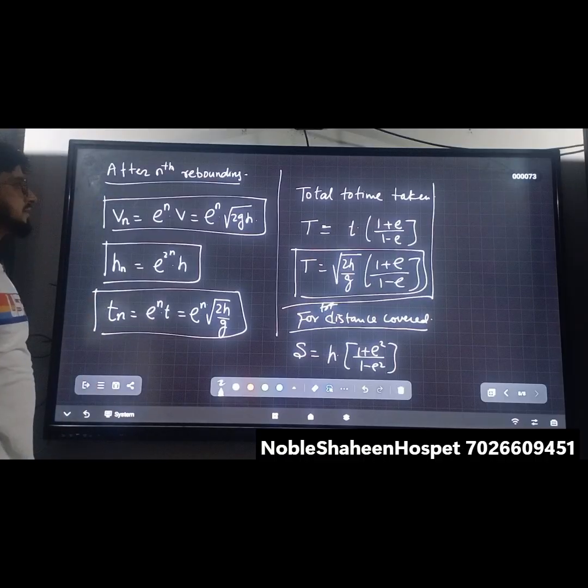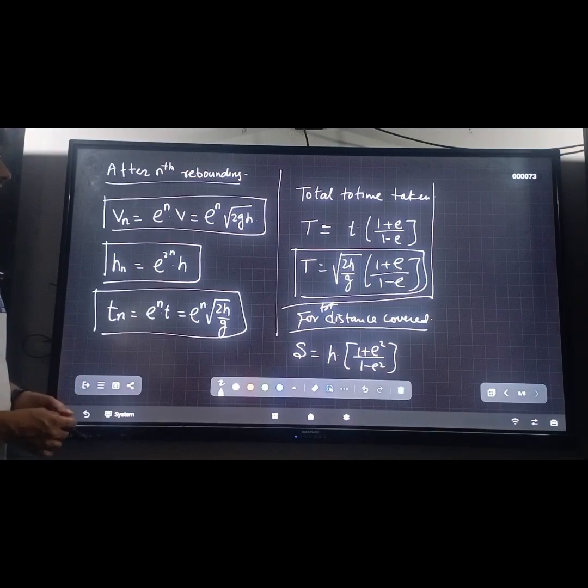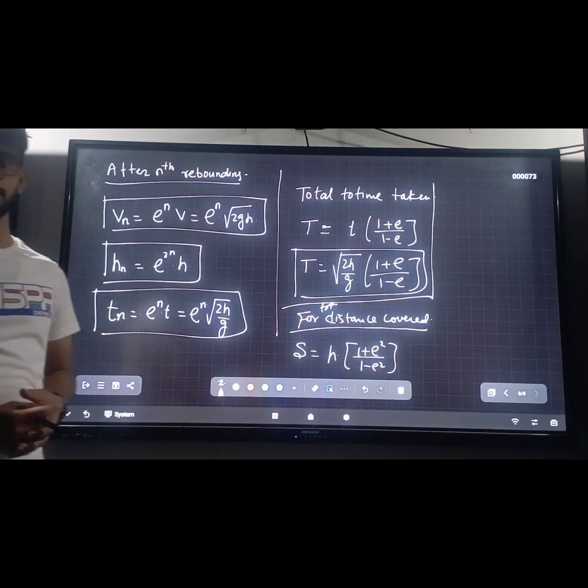So you must learn these formulas, keep these formulas in your mind, and this will be very helpful in your competitive exam in doing questions related to inelastic collision especially.